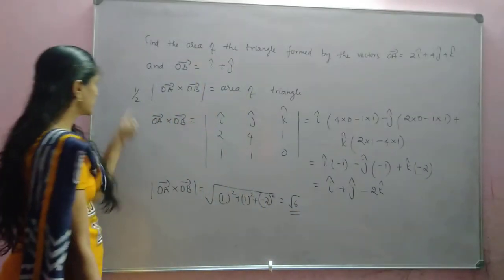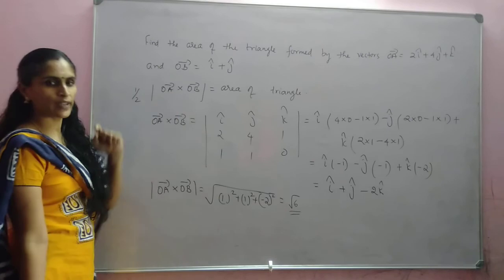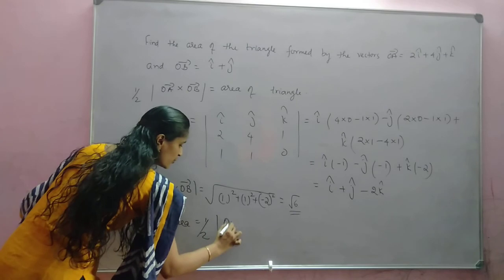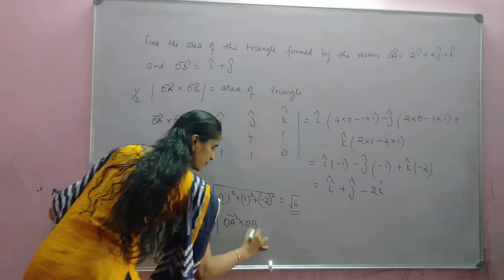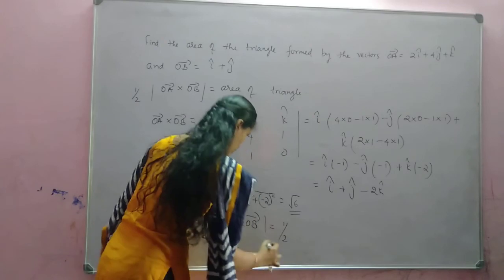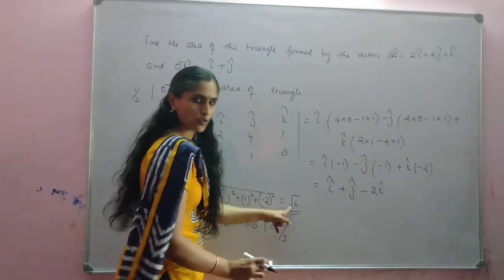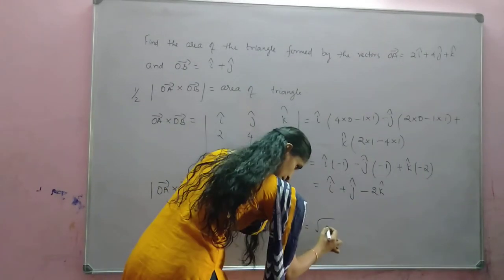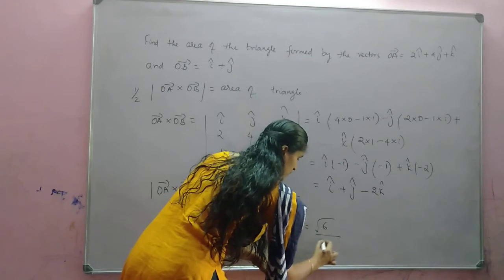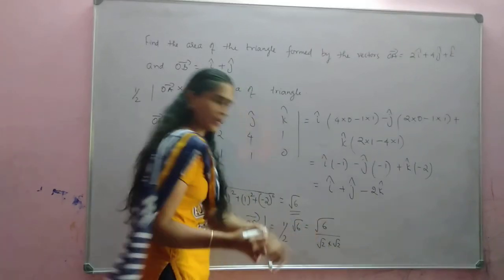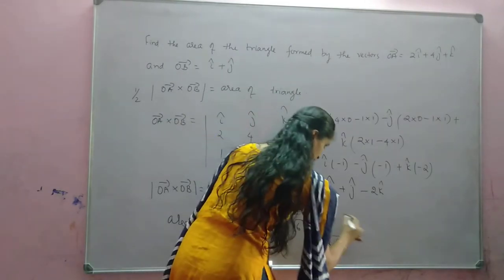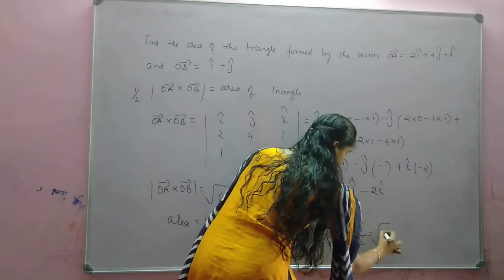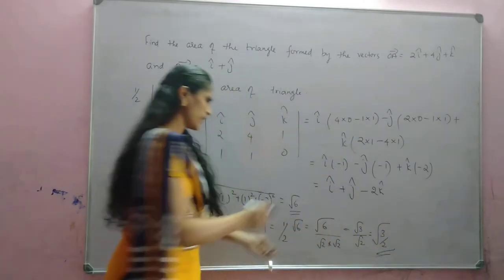Now what you have to find? Area is equal to half into magnitude of OA cross OB. So that is equal to half into root 6. Okay. So that can be written as root 6 by 2, can be written as root 2 into root 3 by 2 root 2, and root 2 can be cancelled. Or if you want, you can write it as root 3 by root 2. Or if you want, you can write root 6 by 2 also.